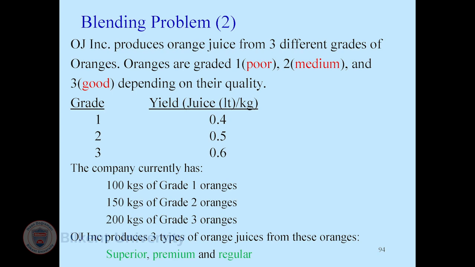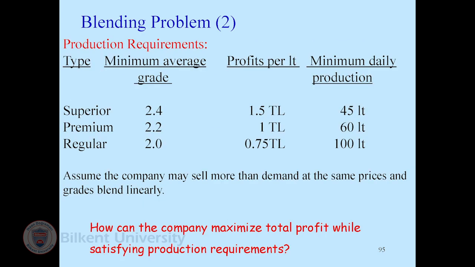Now, my output is also in 3 different types. I have superior, premium, and regular orange juices. Depends on how I mix these oranges, I guess. Let's see. Remember the grade numbers? 1 was for poor, 2 was medium, 3 was good. Those grades come in the left column in here. So my superior, premium, regular orange juices, all right?